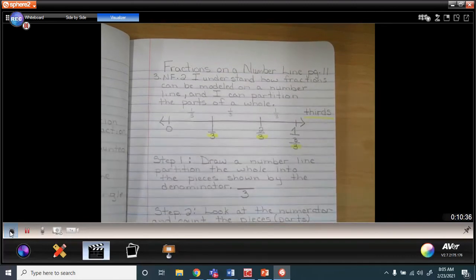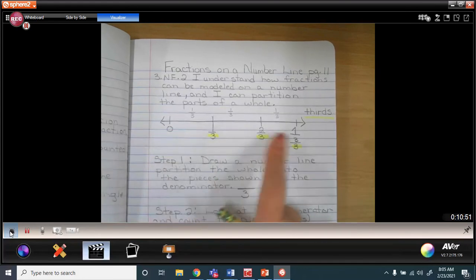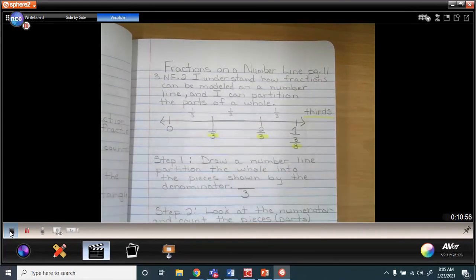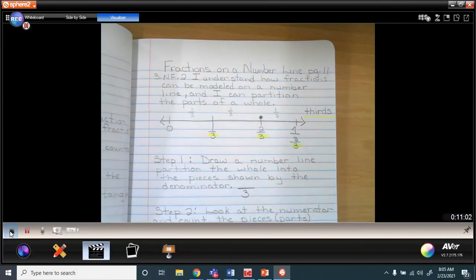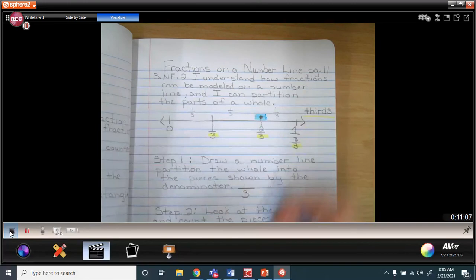Okay, so let's say, for example, I have 2/3 on my number line. And if I'm locating 2/3 on my number line, I come up here and I count 1, 2, 2 of these thirds. And from here to here would be my point to locate on my number line. So I'm going to show that here.